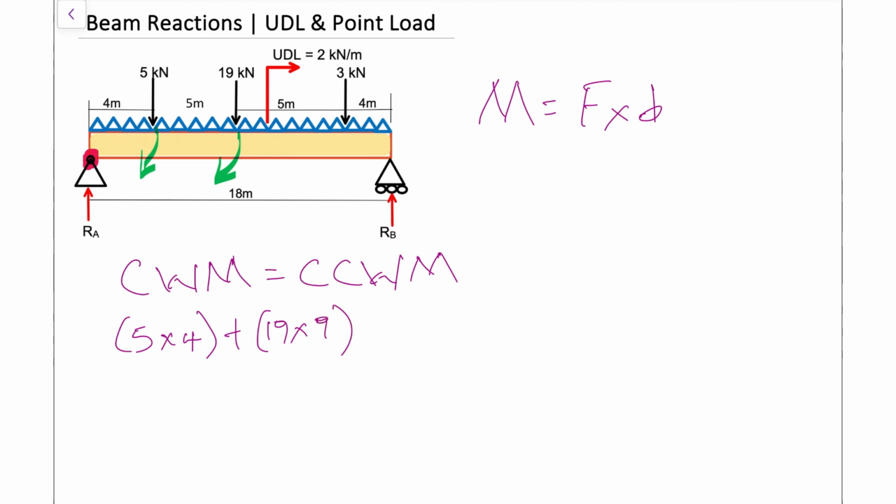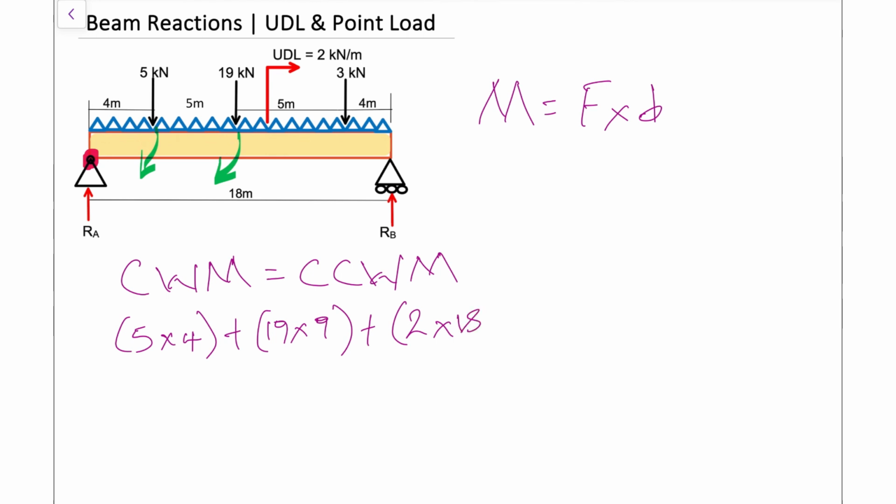Going across again, this time I'm going to focus on the UDL. And for the UDL, we're going to first convert the UDL into a point load. So what we have there is 2 kilonewtons per meter. So that's 2 kilonewtons per meter, and it's spread across 18 meters. So that's the first part.